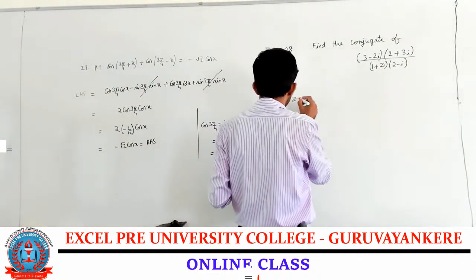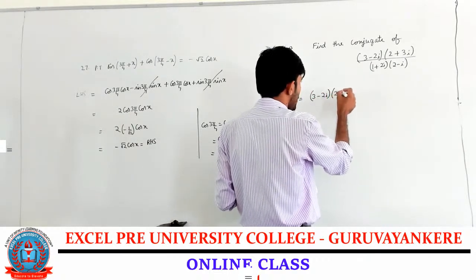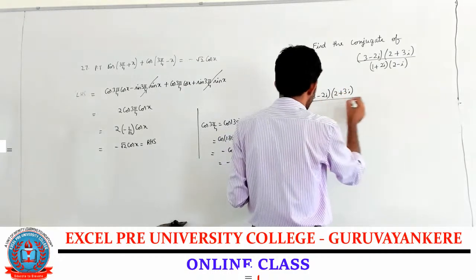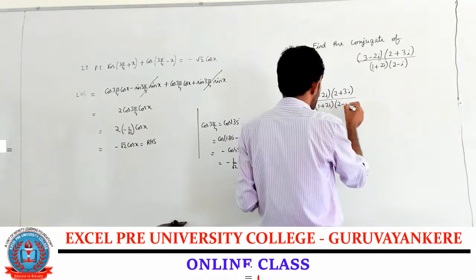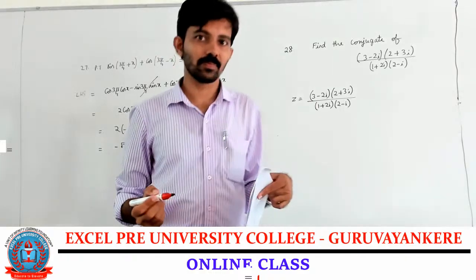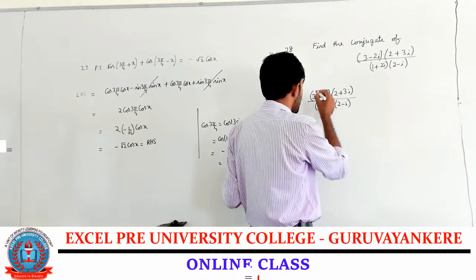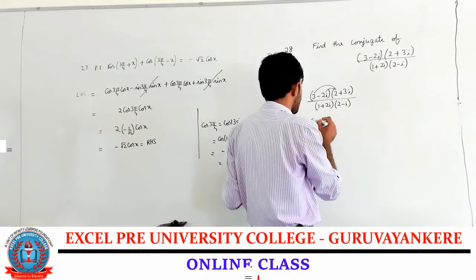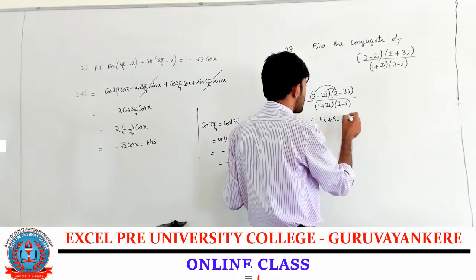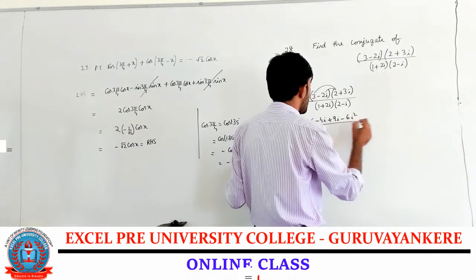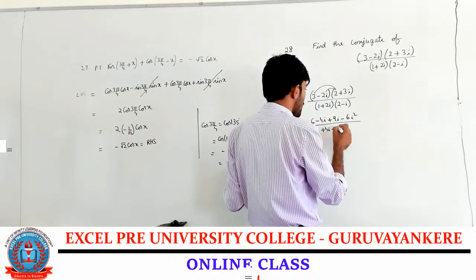First to simplify this, let z be equal to the given complex number (3 minus 2i)(2 plus 3i) by (1 plus 2i)(2 minus i). Multiply term by term: 3 into 2 is 6, minus 2i into 2 is minus 4i, 3 into 3i is 9i, minus 2i into 3i is minus 6i square, divided by 1 into 2 is 2, plus 4i, minus i, minus 2i square.